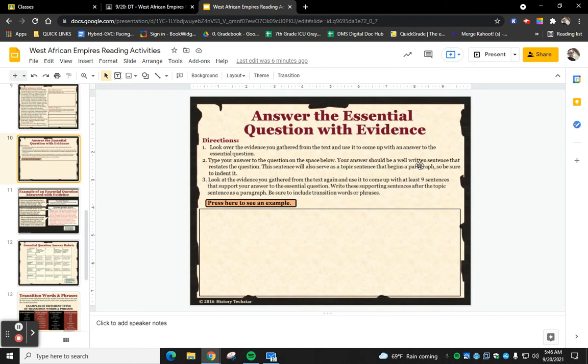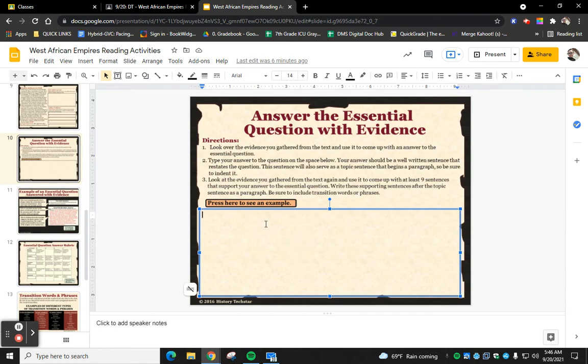Your answer should be a well-written sentence that restates the question. This sentence will also serve as a topic sentence that begins a paragraph. So make sure you indent it. And by indenting, you click in the box, and then on your computer keyboard, you will hit the button that is labeled tab. That gives you an indent.